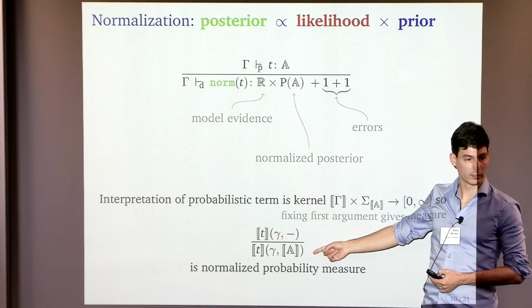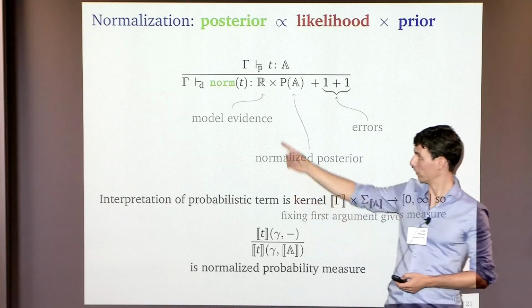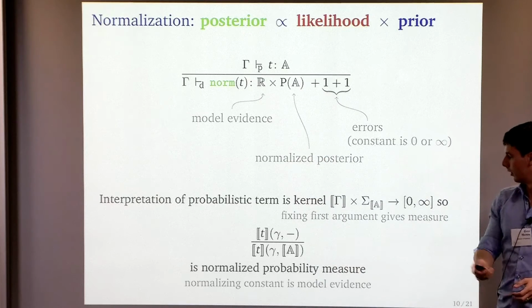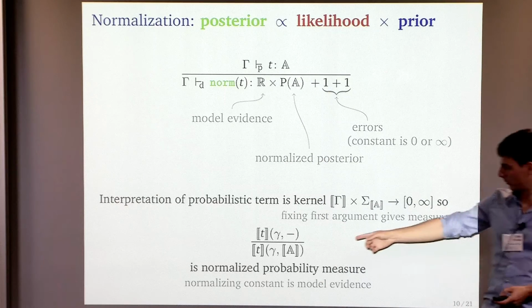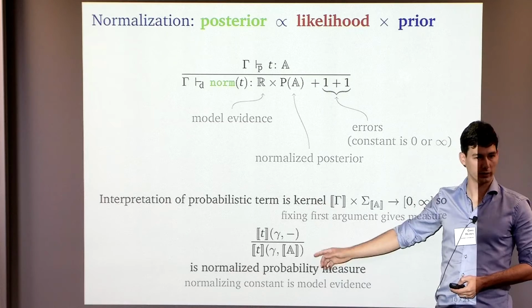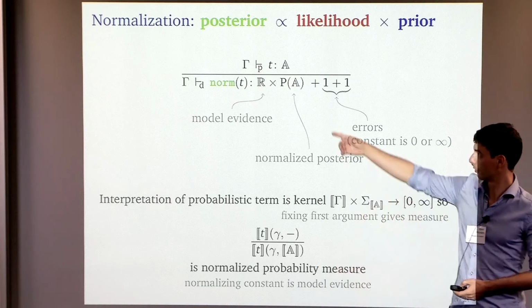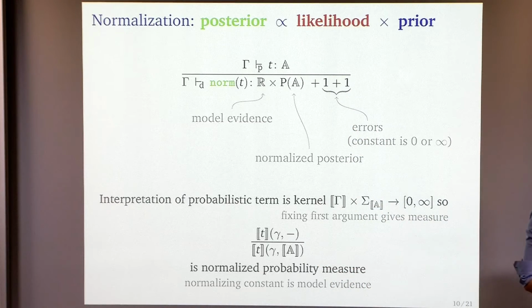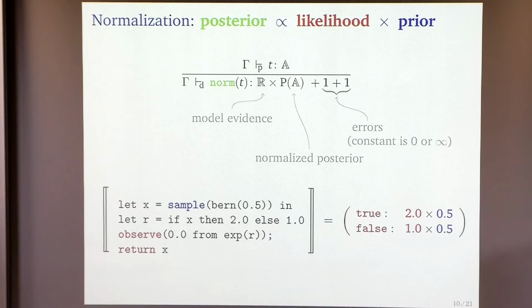And this normalizing constant, I'm going to remember that. It's the model evidence. It's going to go in there. It could, of course, be the case that this model evidence, this normalizing constant here, is 0 or infinity, and then I'm in trouble. I can't divide, so I'm just going to put that in the errors here. Okay, so that's what normalize does.